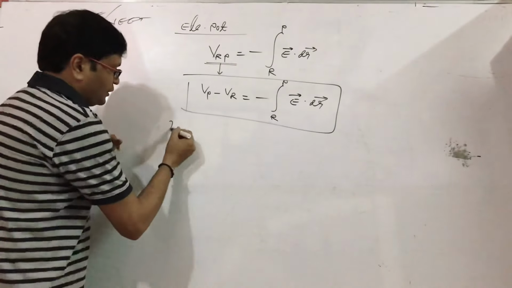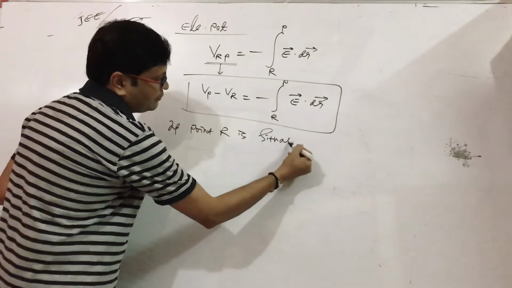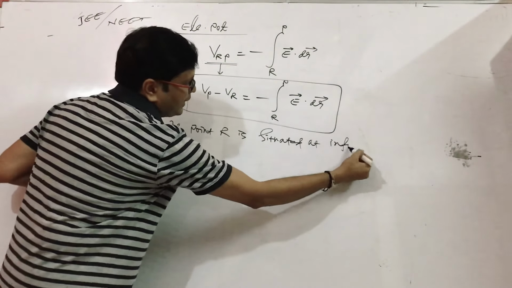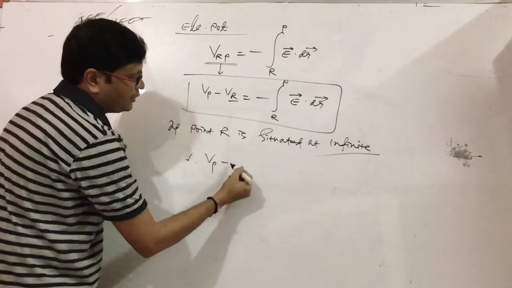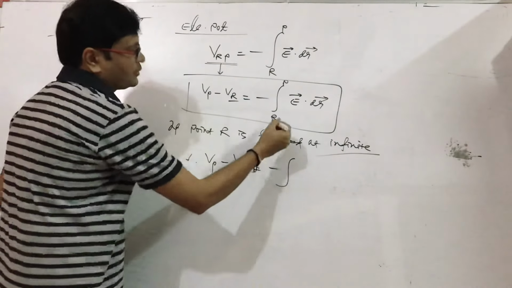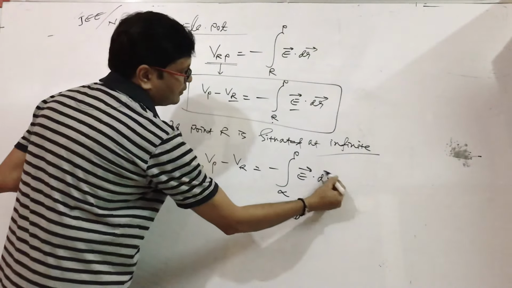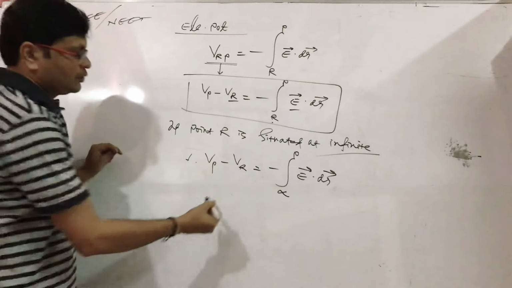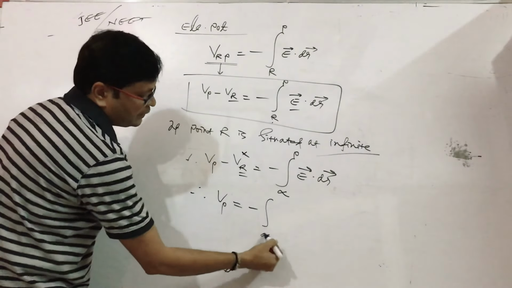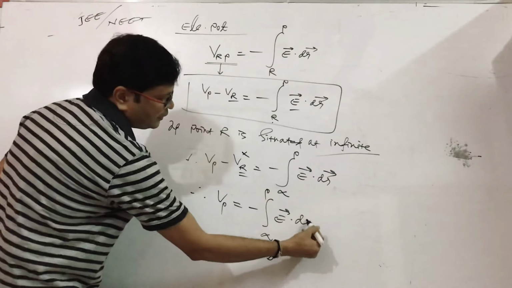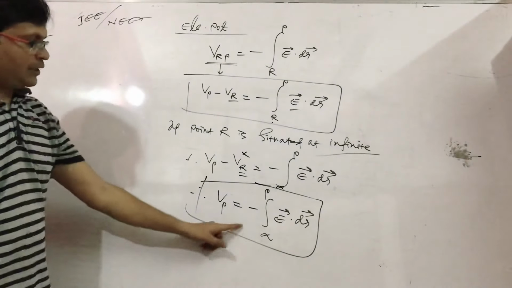But if point R is situated at infinity, then what happens? Then this equation can be written as V_P minus V_R equals minus integral from infinity to P of E dot dr. But at infinity the potential is 0. So what is the potential at point R? 0. So what is the potential at point P? It is minus integral from infinity to P of E dot dr.